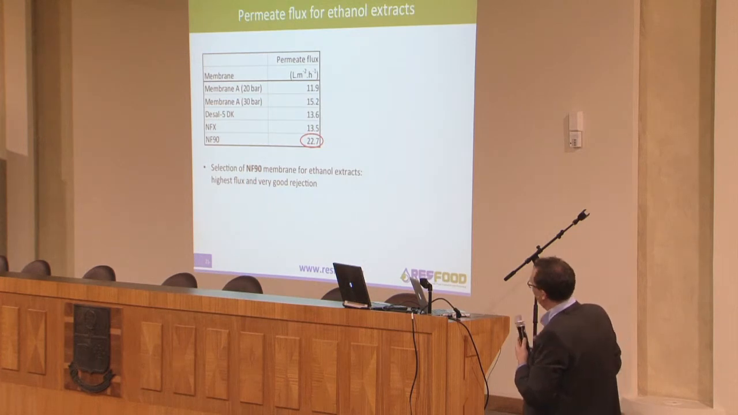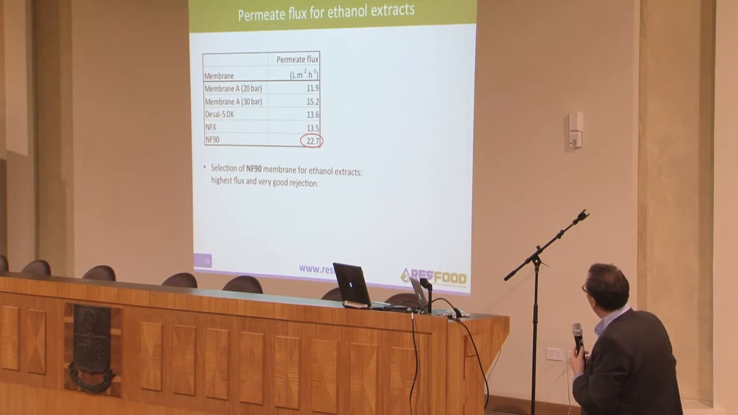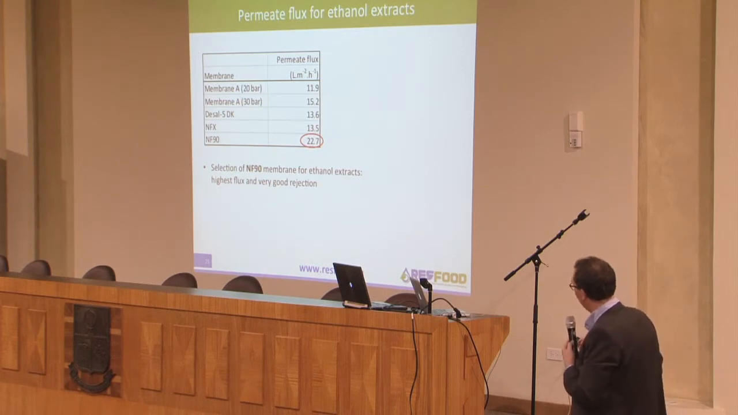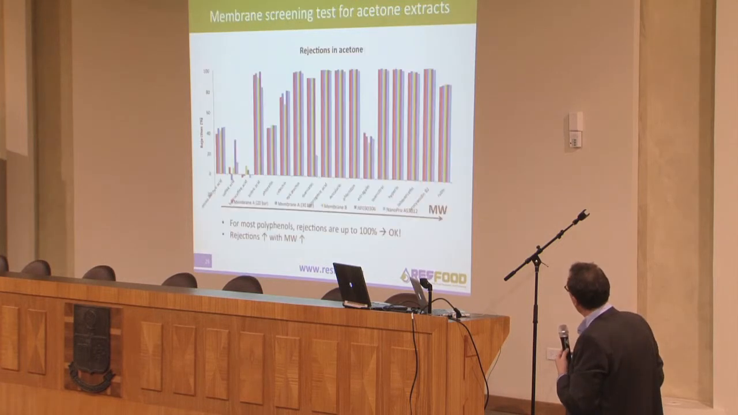We also, in our screening test, measured the permeate flux, because that's also important. What we saw is that for this NF90 membrane, we got a flux of 23 liters per square meter per hour. Based on the flux and the previous rejection data, we selected this NF90 membrane for the ethanol extracts. So the highest flux also has a very good rejection.